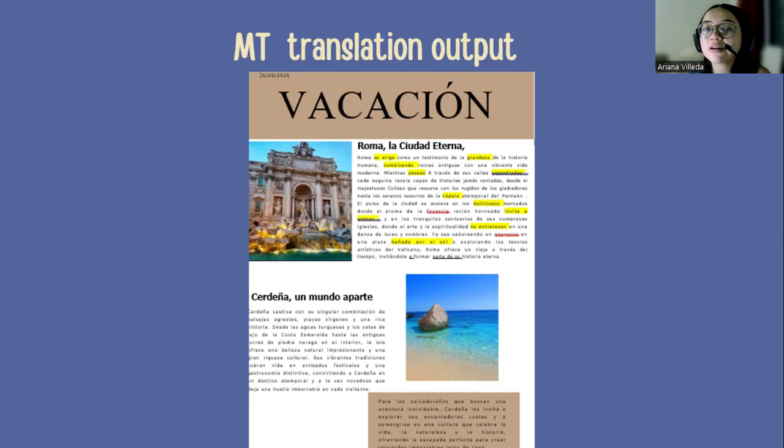Another challenge was figurative language, such as "echoing the roars of gladiators," right? I also faced cultural expressions such as "San Dapo Piazza," which doesn't have a direct equivalent in Spanish. So I translated it as "una plaza bañada por el sol," which sounds more natural and understandable for Spanish readers.